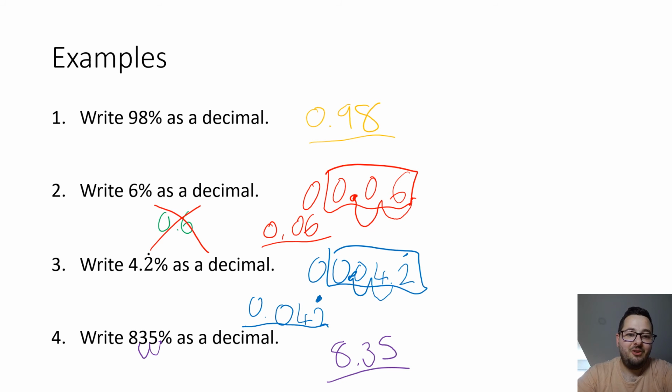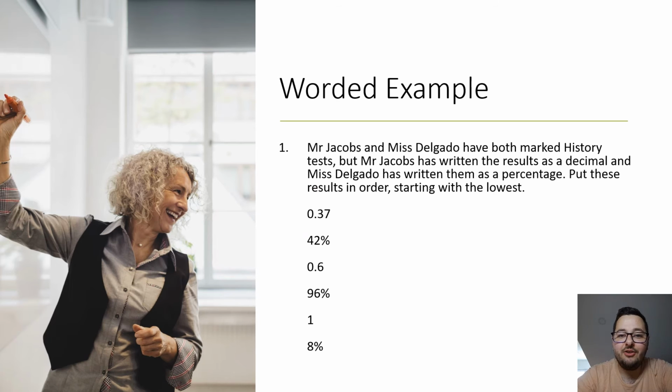Okay, great. Now finally, let's do a worded example. So Mr. Jacobs and Miss Delgado have both marked history tests, but Mr. Jacob has written the results as a decimal and Miss Delgado has written them as a percentage. Put these results in order, starting with the lowest.